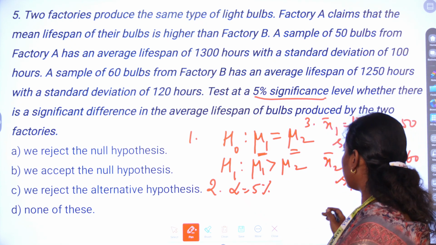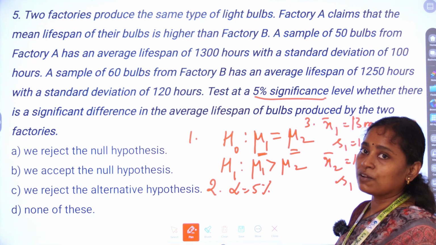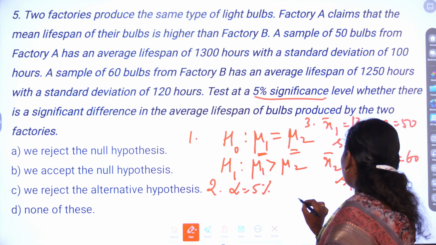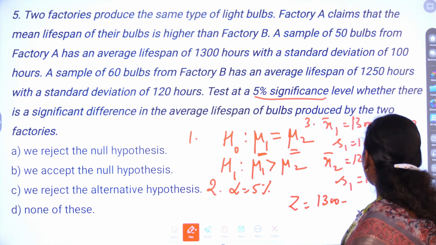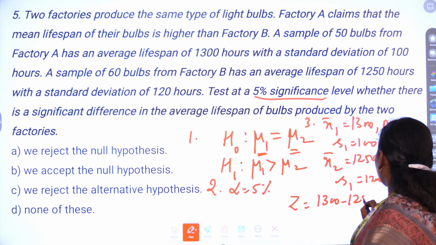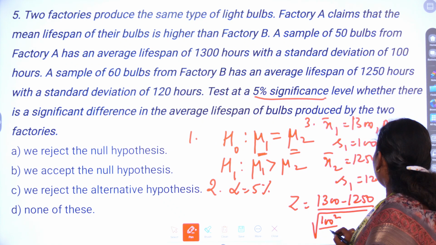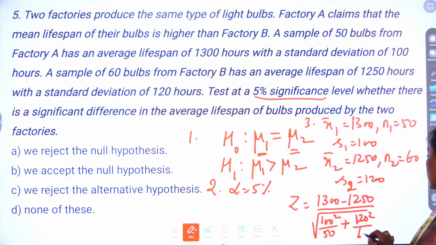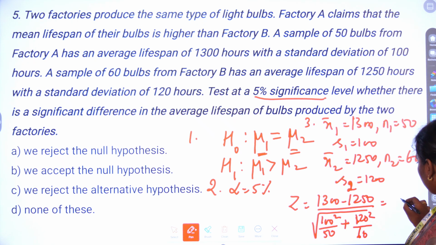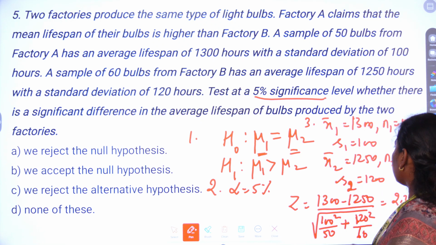Now you move on to the test statistic. Because we are talking about two samples here, we have to go for the test of significance of equality of two means. X1 bar is 1300 minus X2 bar is 1250, divided by the square root of S1 square over N1, what is your S1 square? 100 square divided by your N1, 50, plus S2 square, 120 square divided by 60. The answer for this is 2.38. So now this is your step 3.